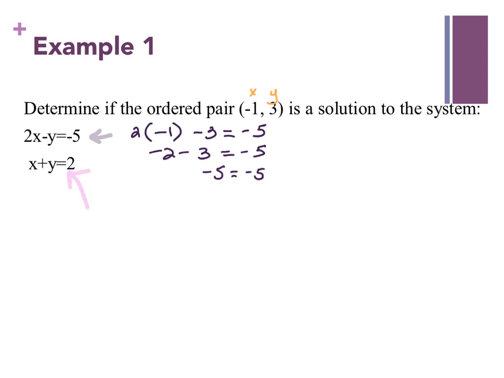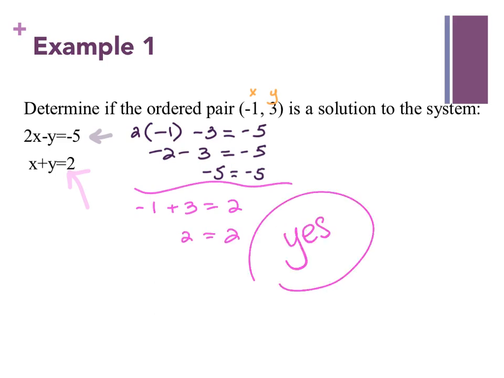So now I'm going to plug it into the second one, and I would get x, which is -1, plus 3 equals 2. -1 plus 3 is 2. 2 equals 2. So yes, it is a solution. If it doesn't work in either of them, it's a no. So if you plug it into the first one and it doesn't work, you can immediately say no, you don't even have to plug it into the next one. It has to work for both in order for it to be a solution. With me so far?